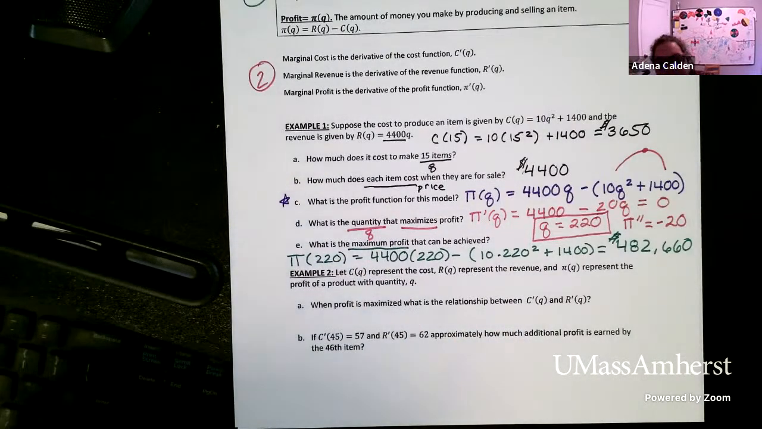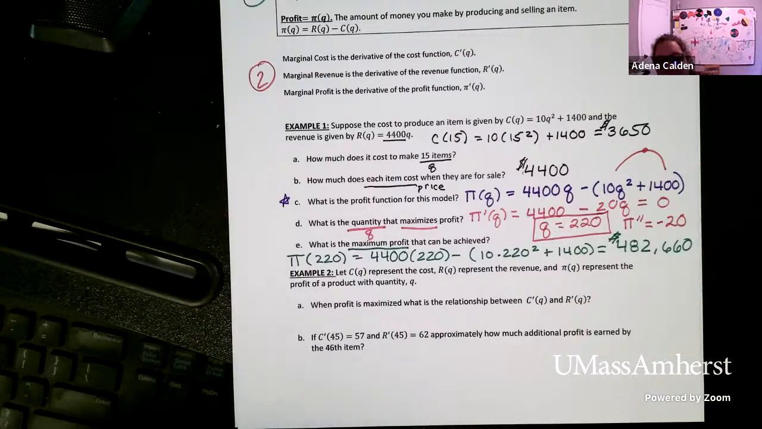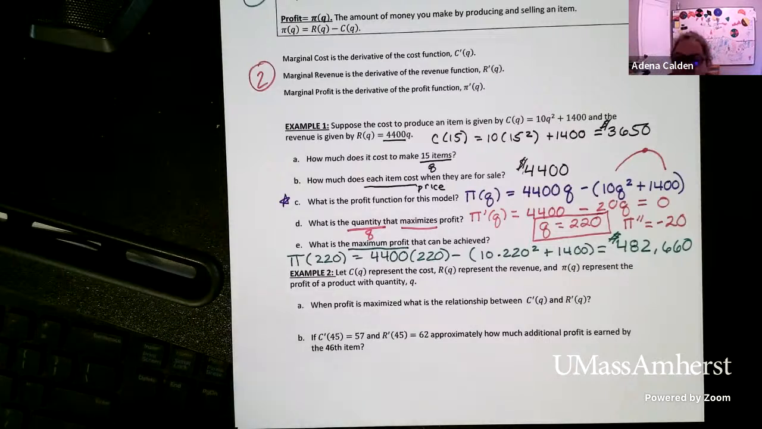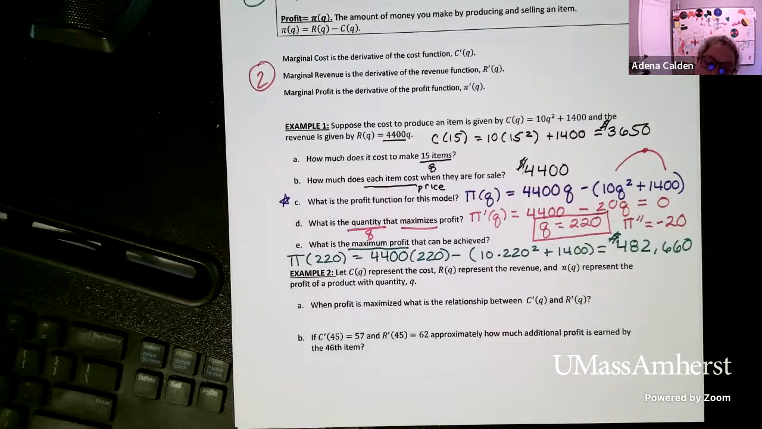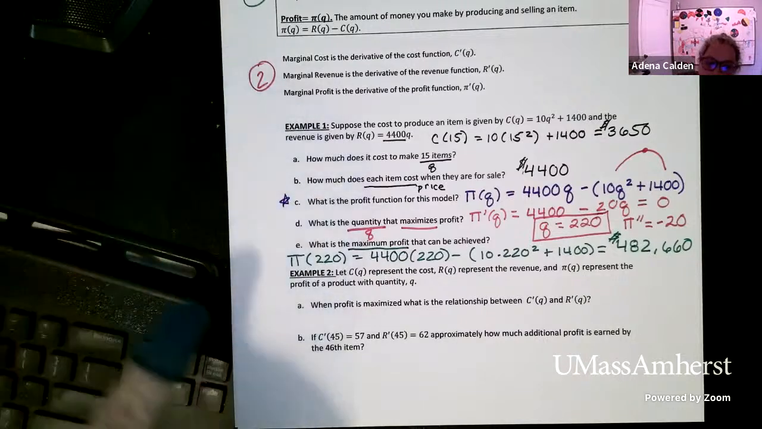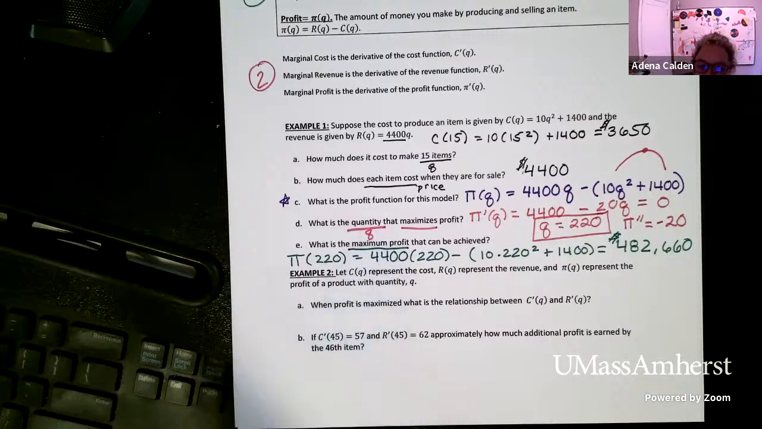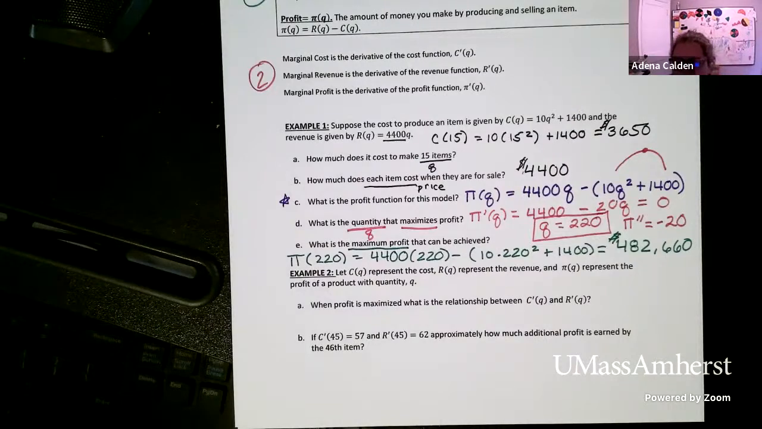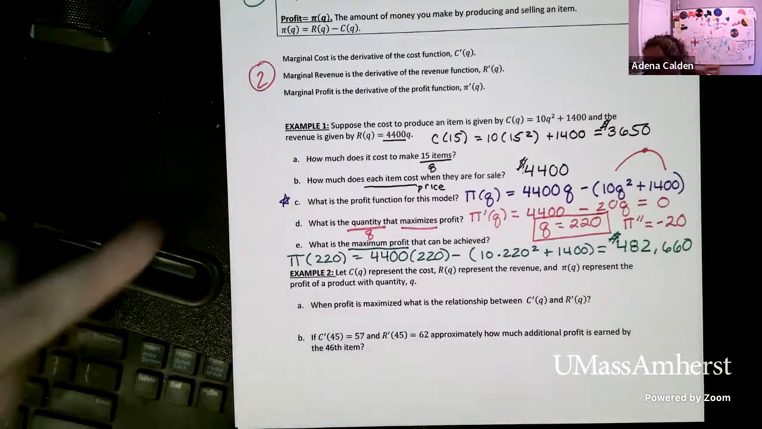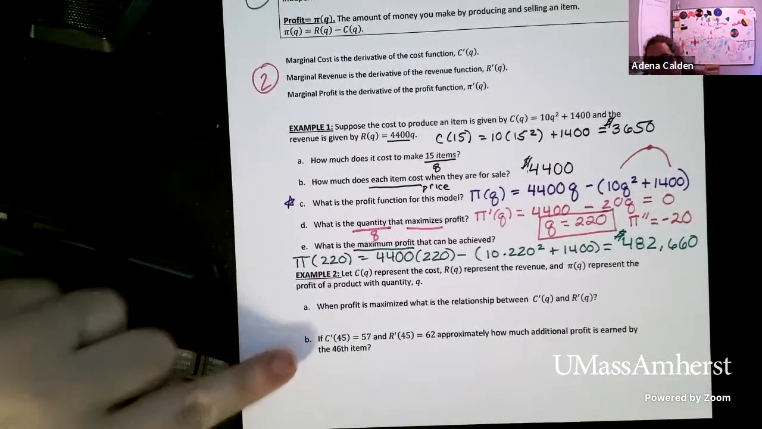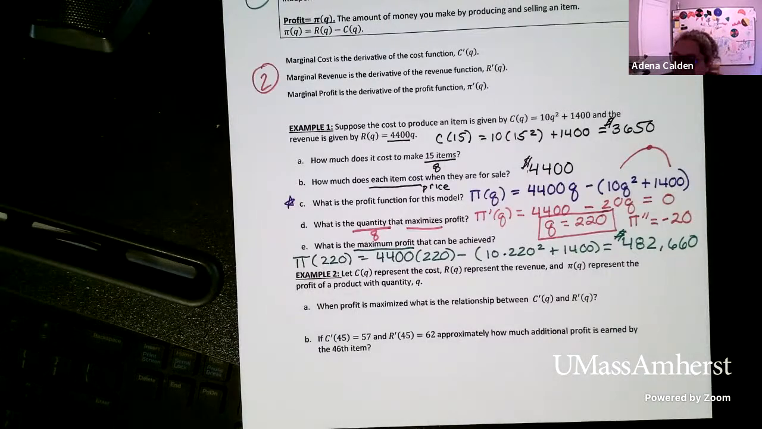And then for part B, if marginal cost at 45 units is $57 and marginal revenue at 45 units is $62, approximately how much additional profit is earned by the 46th item? So additional profit is marginal profit. So think about what we know about those definitions and how we might use them to answer part B. Okay, so think about it. I'm going to give about 2 minutes to try to work on these two parts. See if you can reason through what might be true for part A, and then apply what we remember from part 2 to really answer part B. So take about 2 minutes, and then we will go through it together.